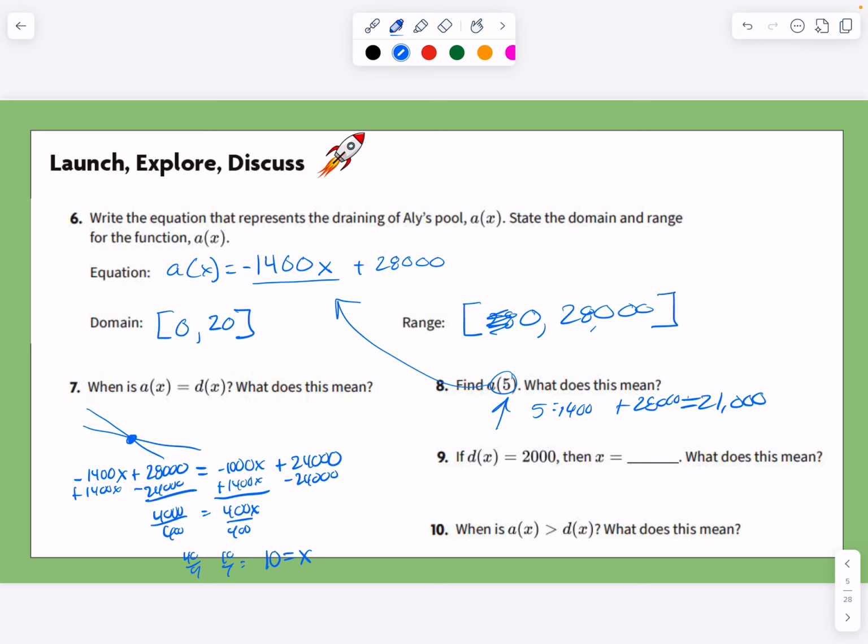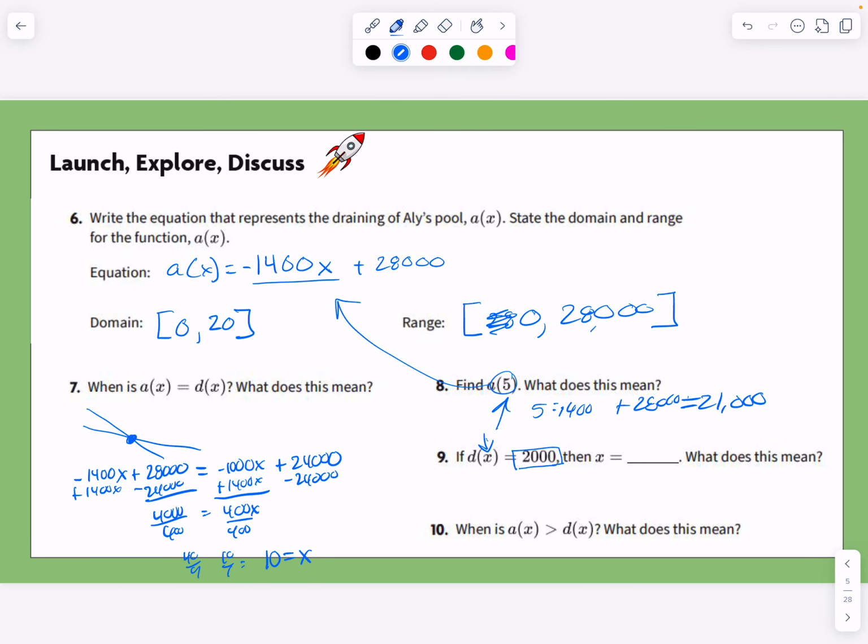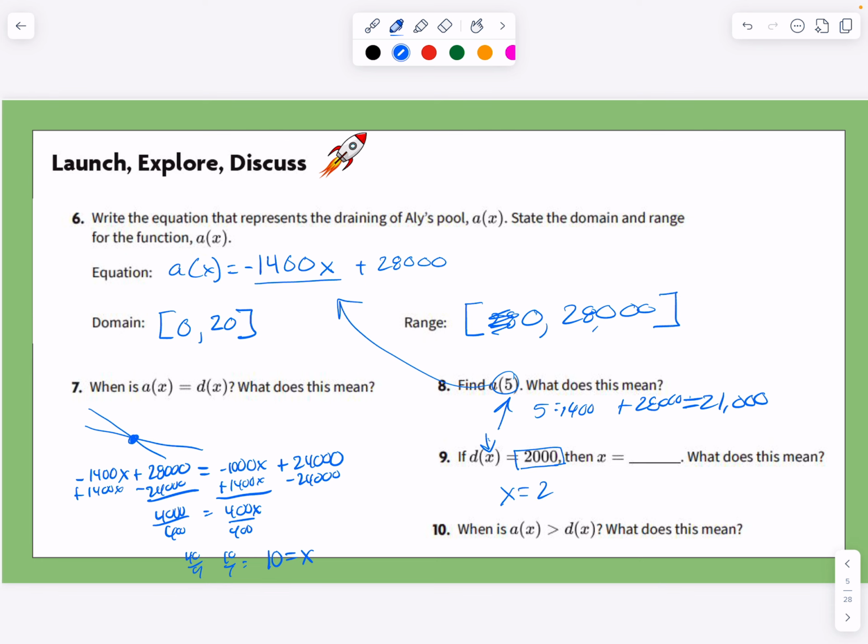The next one, if d of x equals 2,000, then x equals what? Well, what it's saying here is if I have 2,000 gallons left in my pool, what is my x value? How many minutes does it take before I'm sitting at that value? So if this is 28,000, 2,000 is going to be somewhere around here. What is that minute value going to be when I reach that point? That's what it's asking you. And if you put the 2,000 back in your equation, you find out that x is equal to about 22. That's when that happens, right about there.